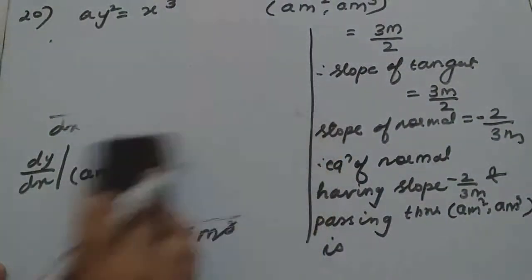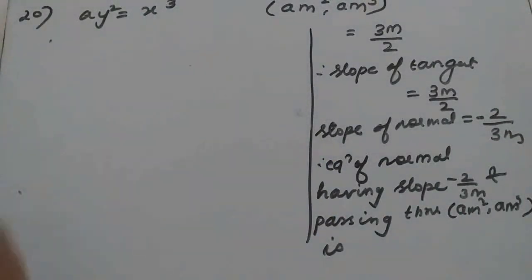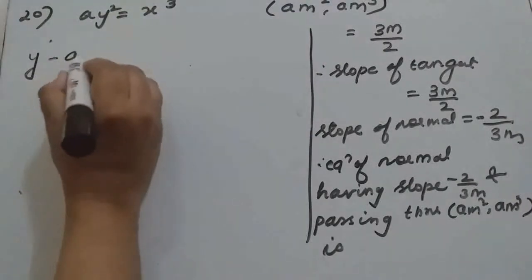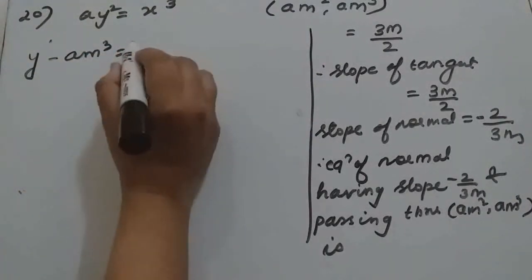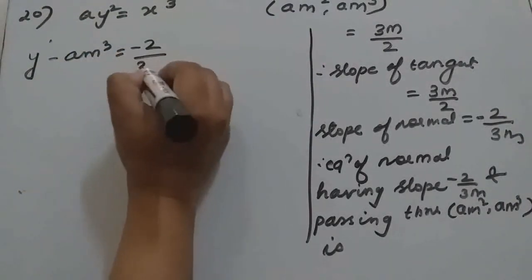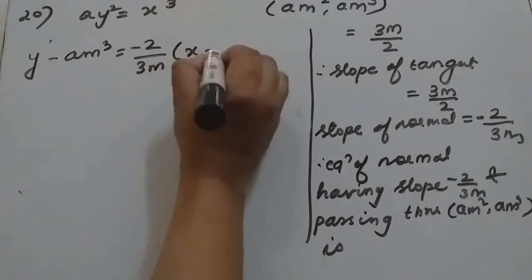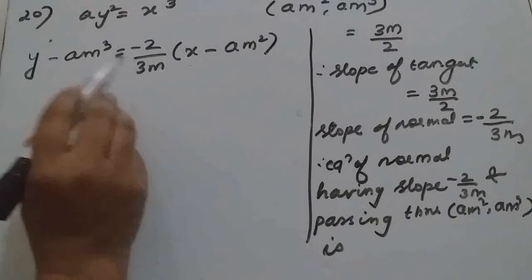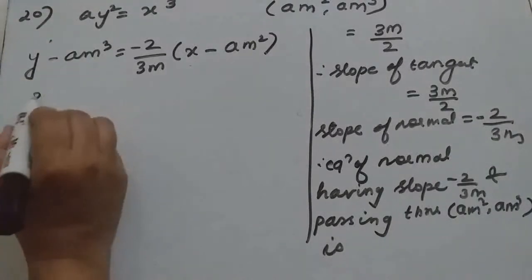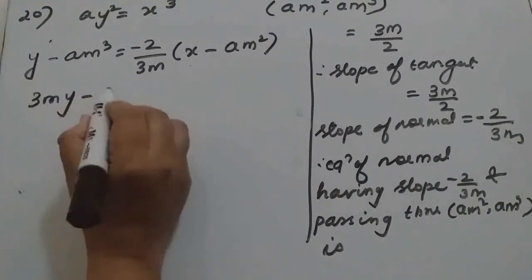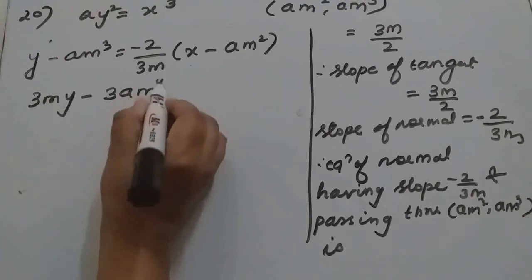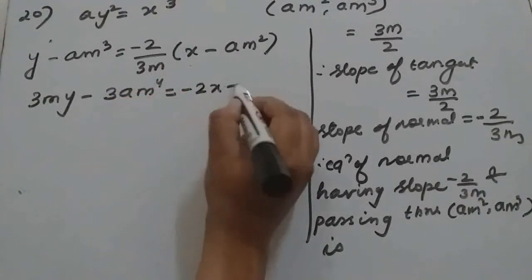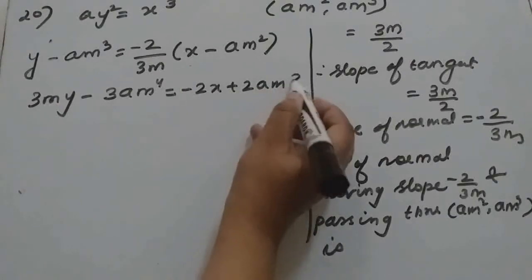y minus y1 equals what? a cube. Equals m, that is minus 2 by 3m, into x minus x1, that is a m square. From 3m we can multiply here, so 3my, 3am power 4. From minus 2 we can multiply here, minus 2x plus 2am square.